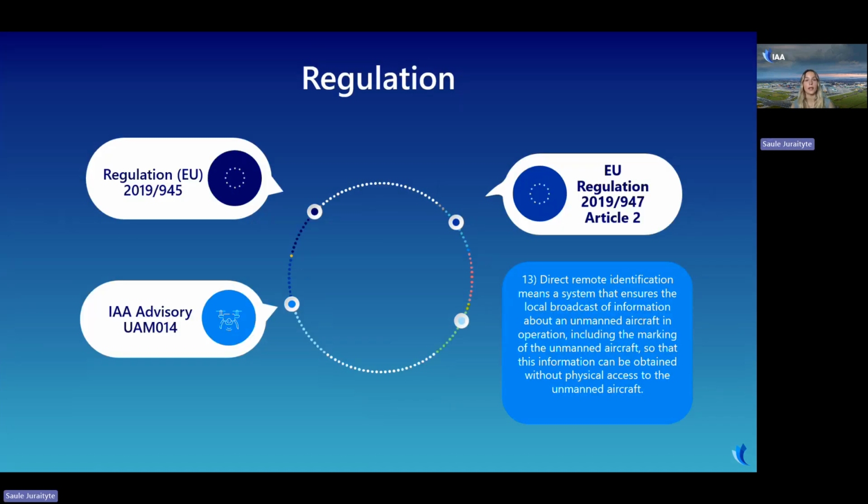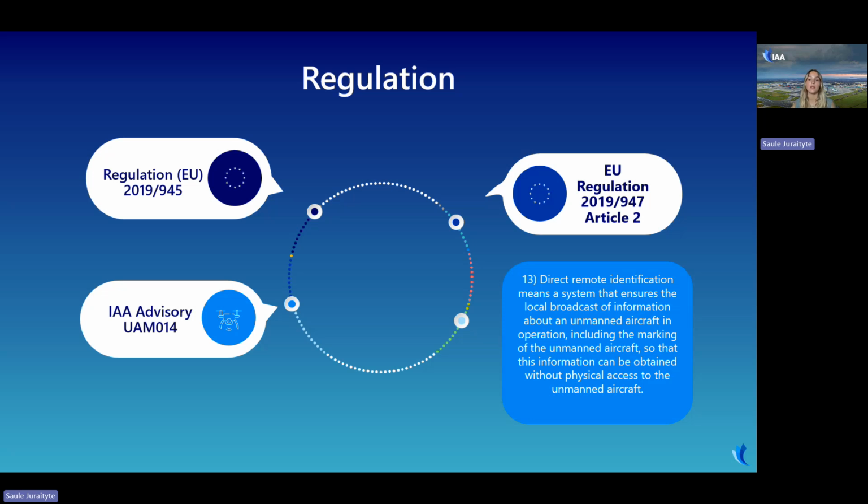Now, just a short little mention on the regulation. Remote ID is formally defined in Article 2 of EU Regulation 2019-947. It states that direct remote identification means a system that ensures the local broadcast of information about an unmanned aircraft in operation, including the marking of the unmanned aircraft so that this information can be obtained without physical access to the unmanned aircraft. This definition is legally binding across all EU member states, including Ireland.